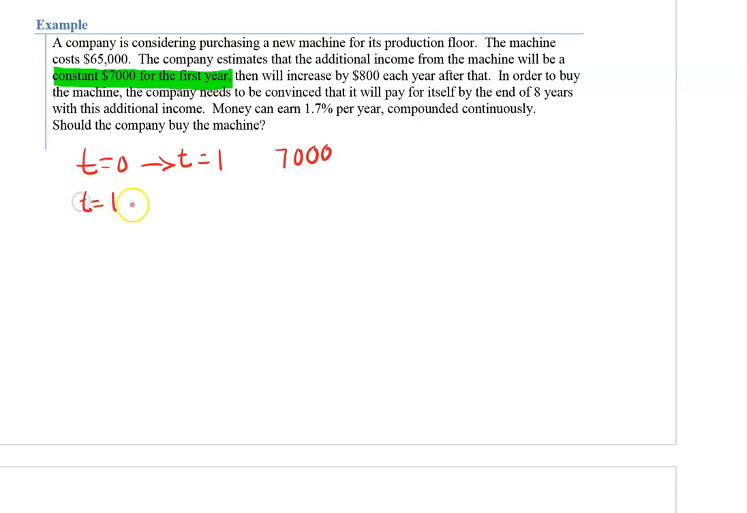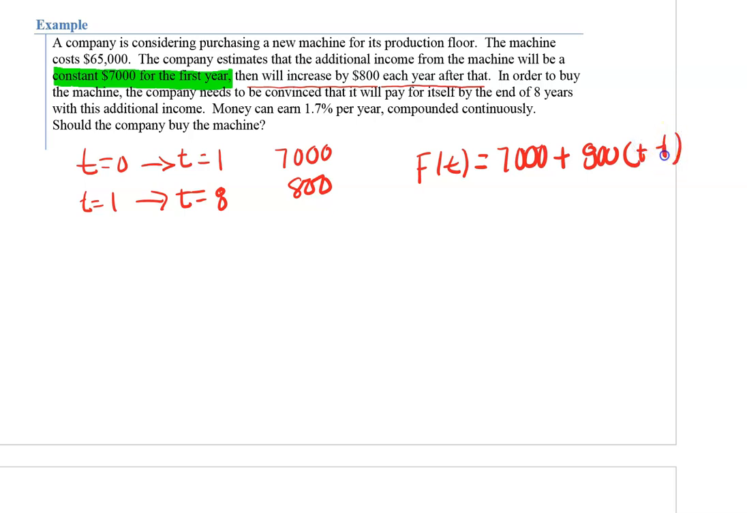From t equals 1 to t equals 8, the income is increasing by $800 each year. They will increase by $800 each year after that. The income flow function then would have to be f of t is equal to 7,000 plus 800 times (t minus 1), because in that first year we didn't have that 800. And so then that would give me 6,200 plus 800 t, just distributing and combining like terms.